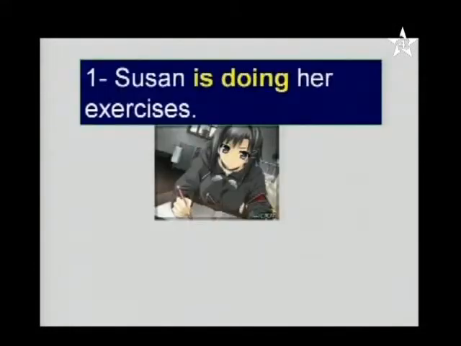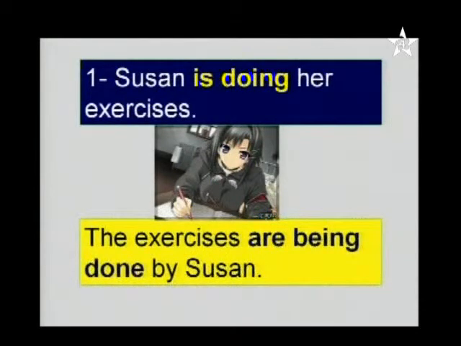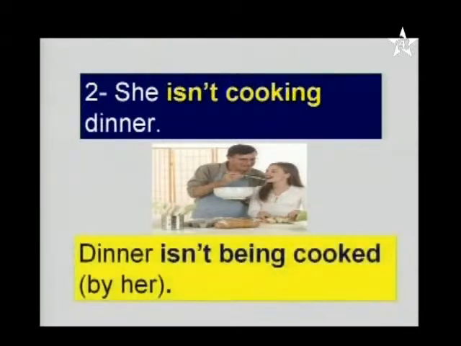All right. Let's correct. Susan is doing her exercises. So we start the passive form with: the exercises are being done by Susan. Second sentence, she isn't cooking dinner. Apparently her father is. So dinner isn't being cooked by her.